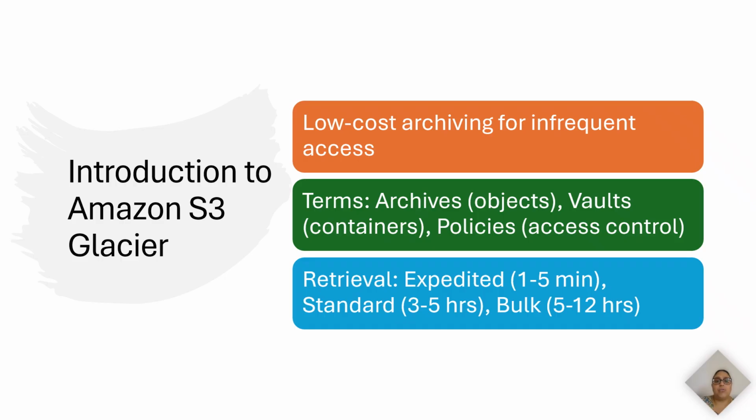And policies include vault access policies to control who can perform operations and vault lock policies to enforce immutability for compliance. Retrieval options balance speed and cost: expedited for 1 to 5 minutes, at the highest price, suitable for urgent restores; standard for 3 to 5 hours, a good middle ground; and bulk for 5 to 12 hours, the lowest cost for large-scale retrievals. You can upload directly or use your S3 lifecycle policies to transition data into Glacier automatically.